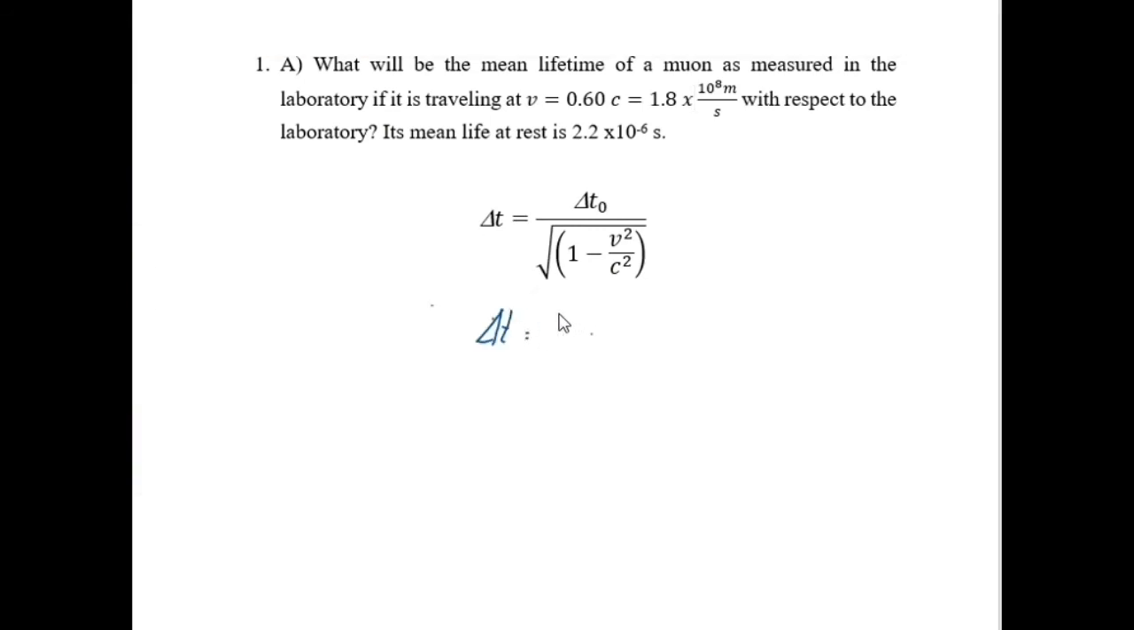So delta t is equal to delta t naught, which is 2.2 times 10 to the negative 6 seconds, divided by the square root of 1 minus the velocity, 0.6 c, divided by c, then you have to square it. So that we can cancel the c squared. So our answer here, let's solve.